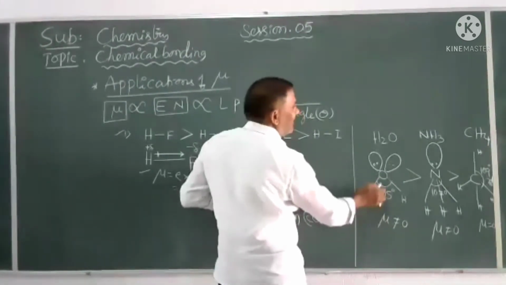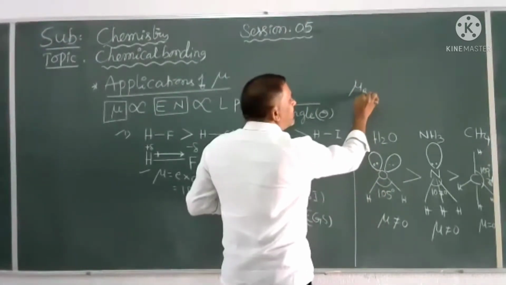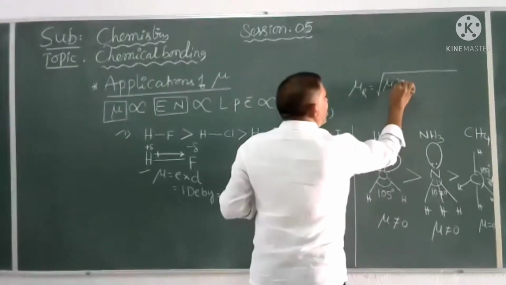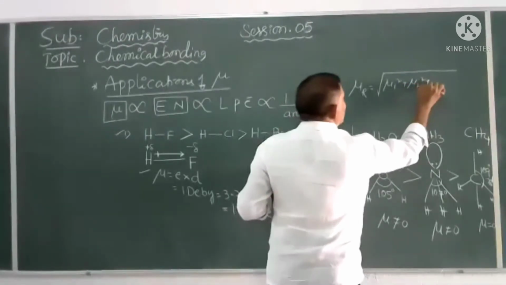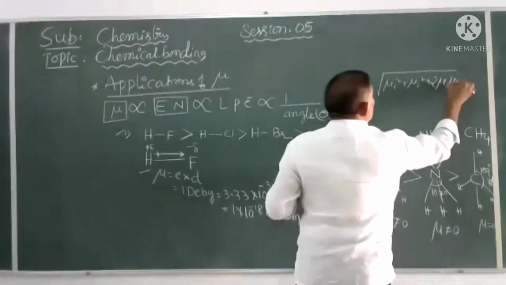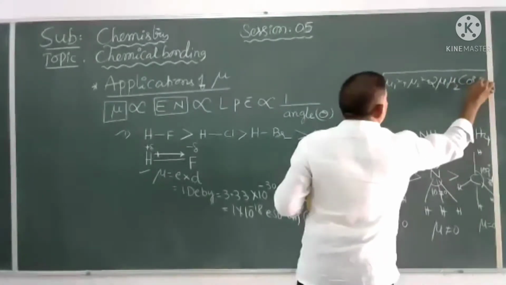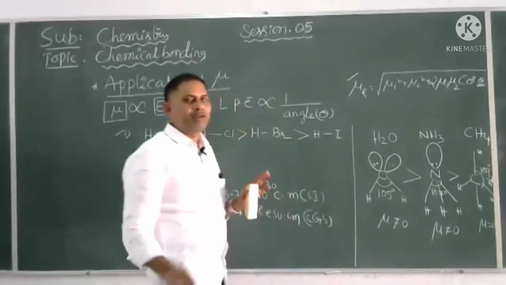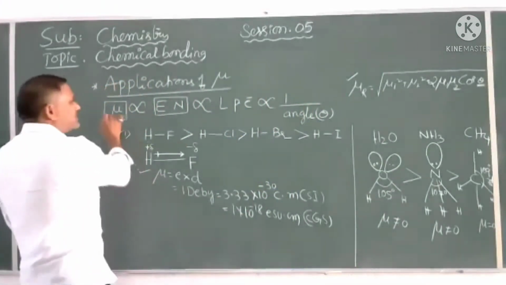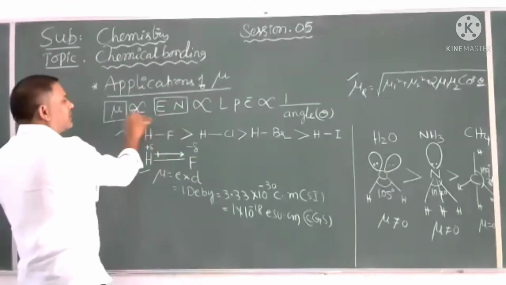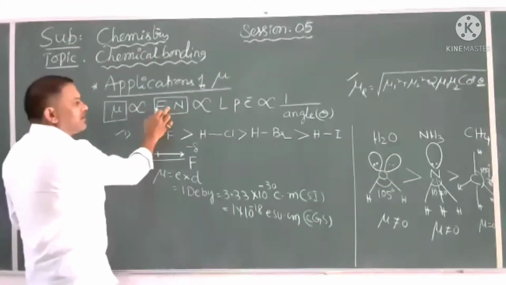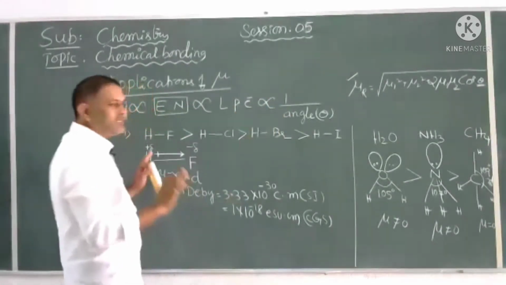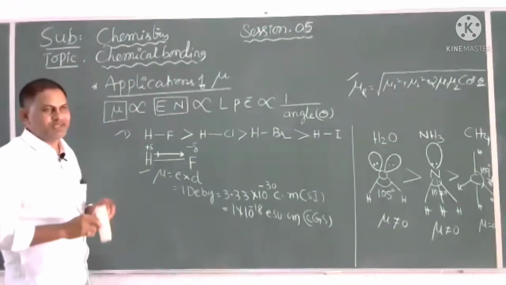So how to calculate the dipole moment? If they give the angle, there is one formula. The resultant dipole moment mu equals the square root of mu1 squared plus mu2 squared plus 2 mu1 mu2 cos theta, where the angle theta is given. By using the resultant dipole moment we can calculate experimentally. So in the last class, we covered that dipole moment is directly proportional to electronegativity, directly proportional to the number of lone pairs, and inversely proportional to the angle. In this manner we can estimate.